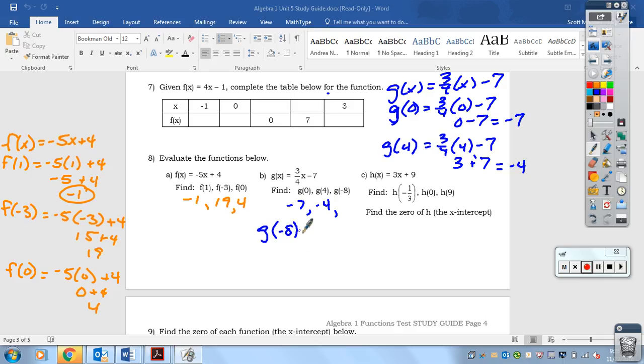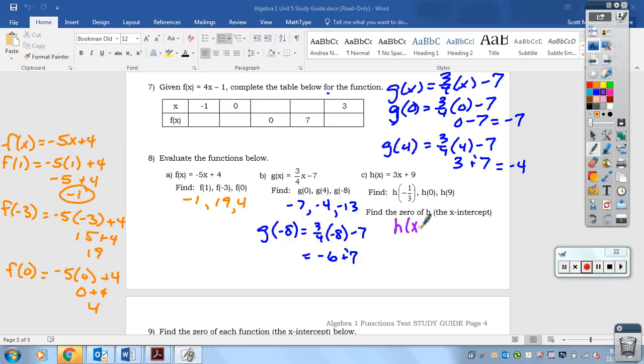Now I'll do g of negative 8 down here, because we're out of space. G of negative 8 equals 3/4 times negative 8 minus 7. 3/4 times negative 8 is negative 6 minus 7, which is keep, change, negative 13.